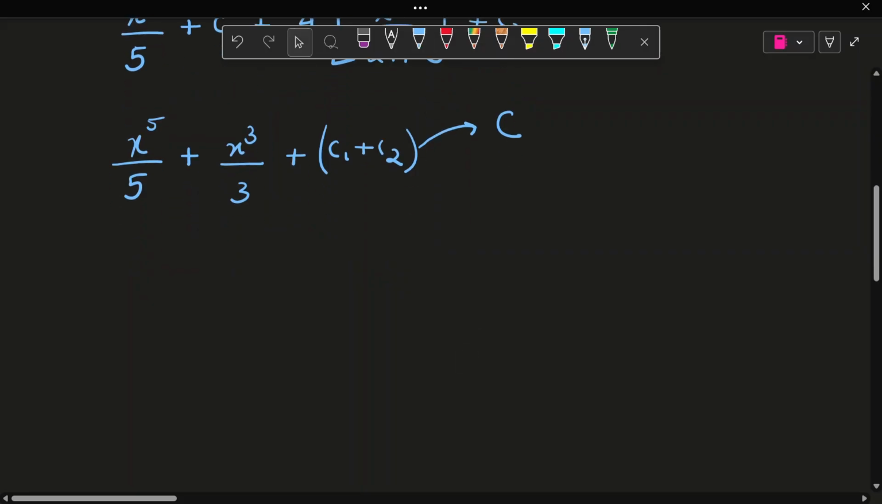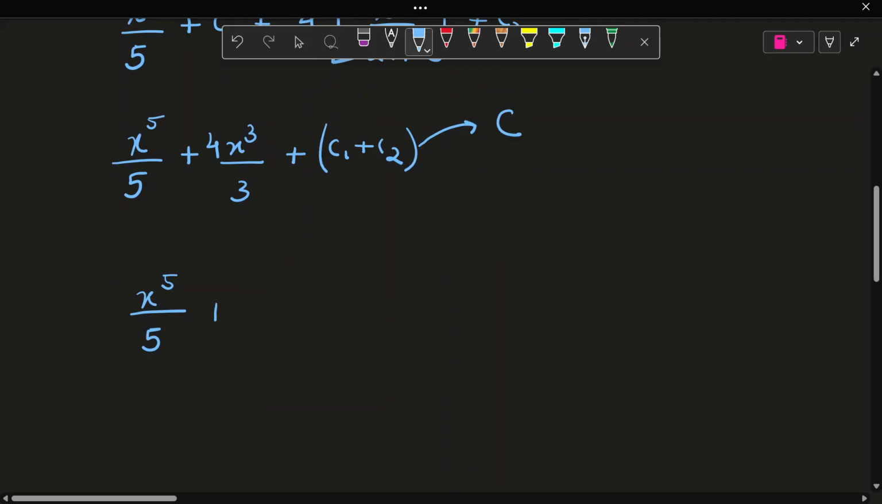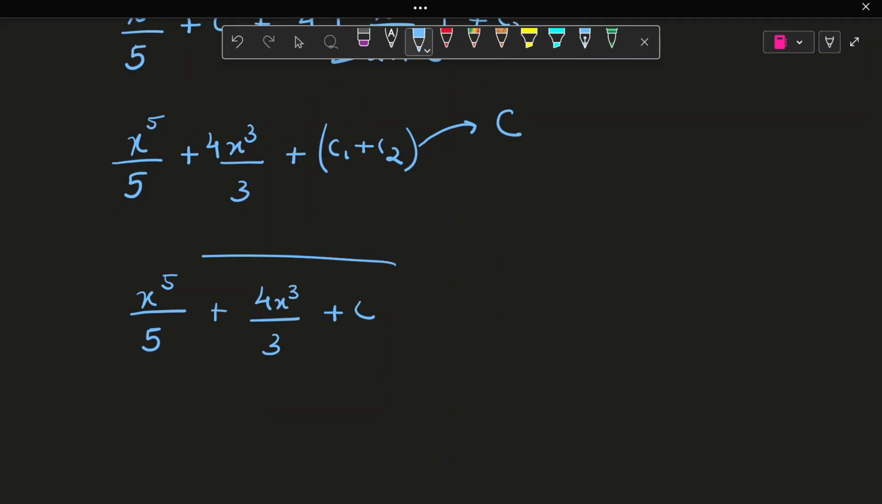So the final answer will be x to the power of 5 over 5. I forgot the 4 here, sorry. This 4 here I forgot to write that. And it would be plus 4x cubed over 3 plus c. This is your final answer.